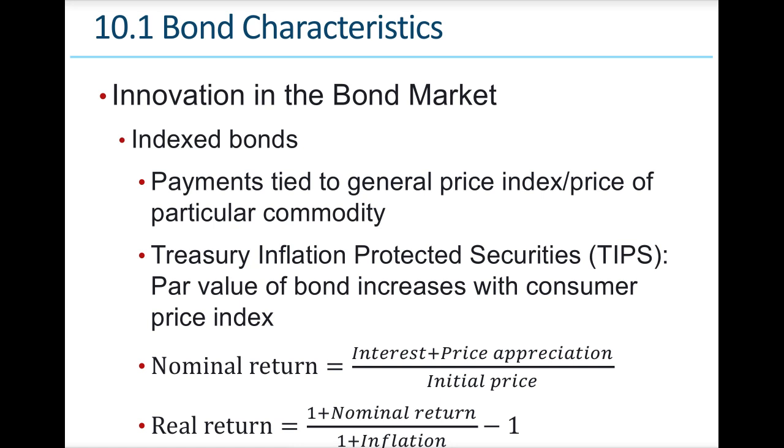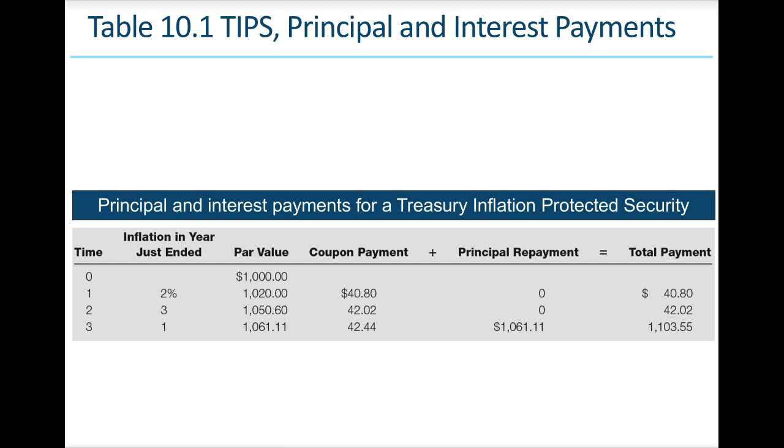And down here, we have the formulas for nominal return and real return, something we covered before. Interest plus price appreciation divided by initial price would be the nominal return, and then the real return would be 1 plus the nominal return divided by 1 plus inflation, minus 1, which means what you're actually receiving after you factor out inflation.